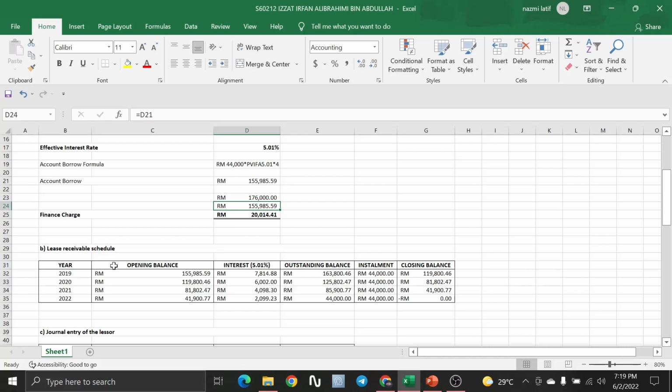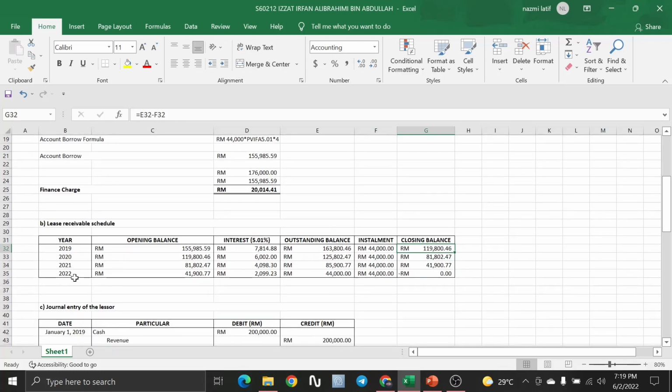Next, the lease receivable schedule. We need columns: year, opening balance, interest, outstanding balance, installment and closing balance. Opening balance is RM155,985.59. And then to calculate the interest, we take opening balance times 5.01%, which is the interest. And then we need to calculate the outstanding balance. Outstanding balance is opening balance plus interest. And then the installment for all the years is RM44,000. To calculate the closing balance, the formula is outstanding balance minus installment. And then for the year 2022, we get the closing balance is 0.